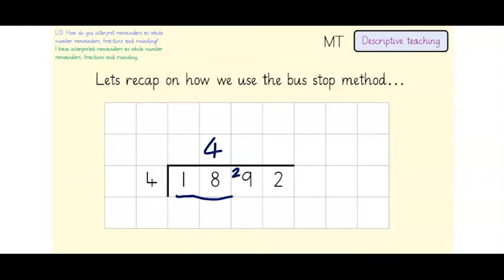29 divided by 4, well, 4 goes into 29 7 times, because 4 times 7 is 28, and then we'd have 1 left over. And then 12 divided by 4 equals 3, giving us an answer of 473. Let me show you one more.